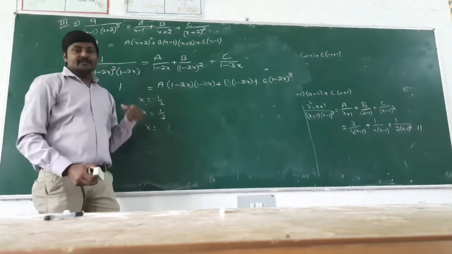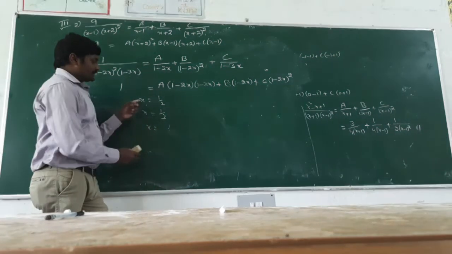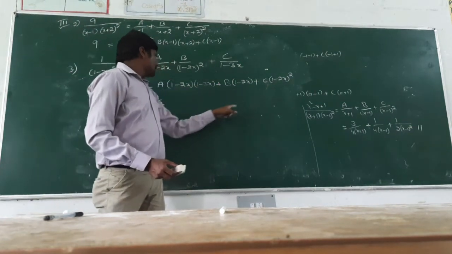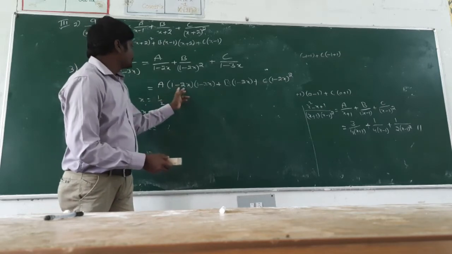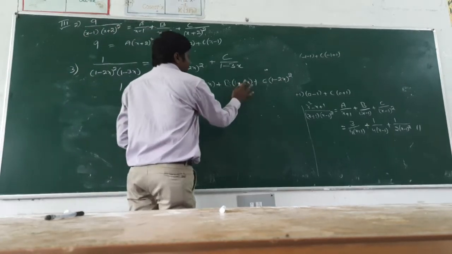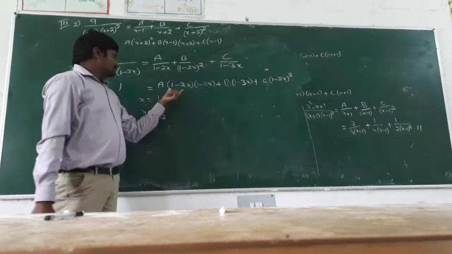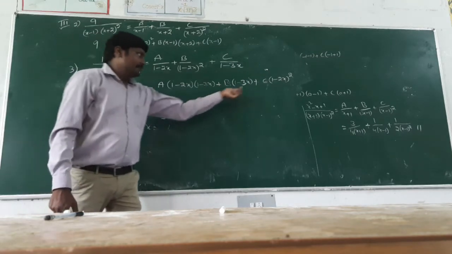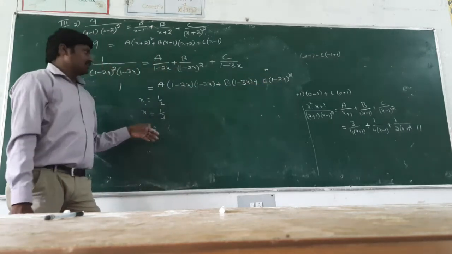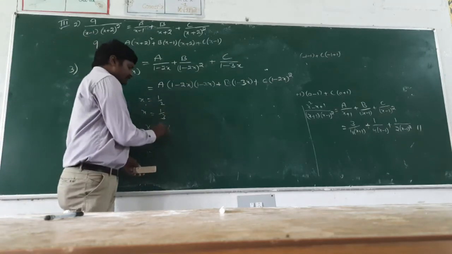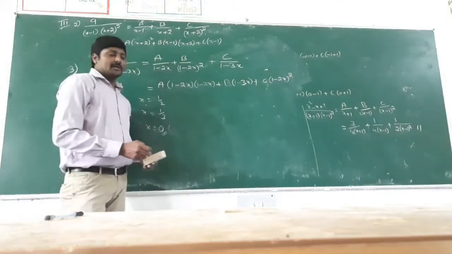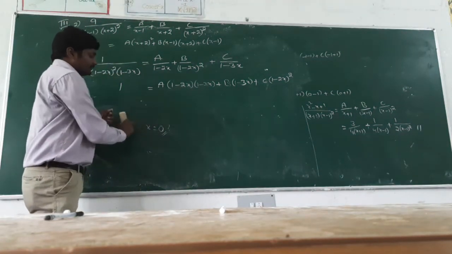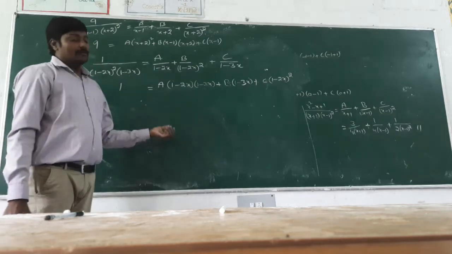We substitute the x value. First we substitute x is equal to 1 by 2. Sorry, 1 minus 2x and 1 minus 3x. Yes, 1 minus 3x. Put x is equal to 1 by 2, you get the b value, and put x is equal to 1 by 3, you get the c value, and put x is equal to 0, or any value, not only 0, you substitute any real number, you get the remaining a value. This is the second method of partial fractions.